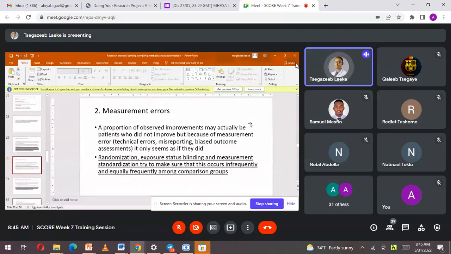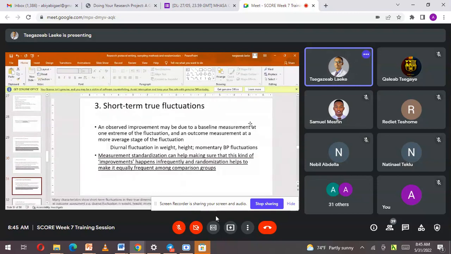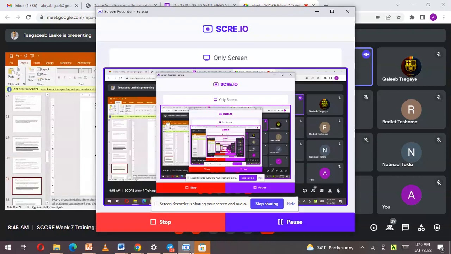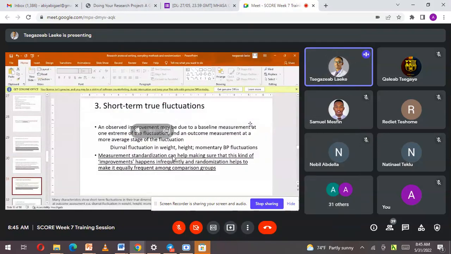And then the other is measurement error. With the same token, randomization should also eliminate measurement errors, so that if at all there are measurement errors, this should be distributed both in the treatment group and in the control group. And then there are also short-term fluctuations.